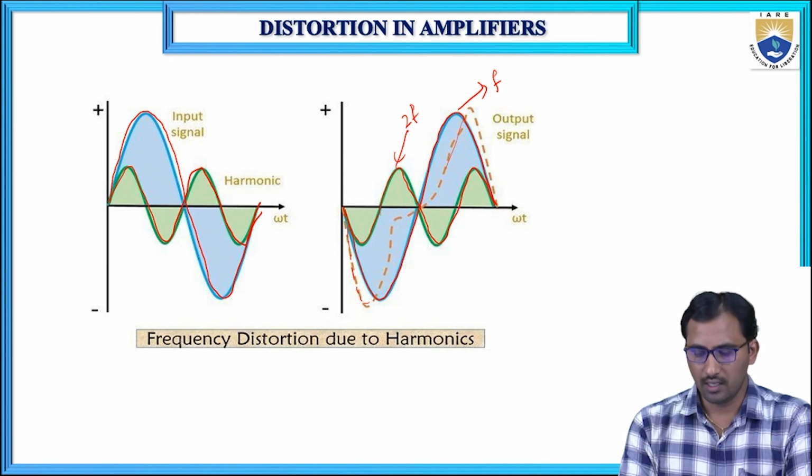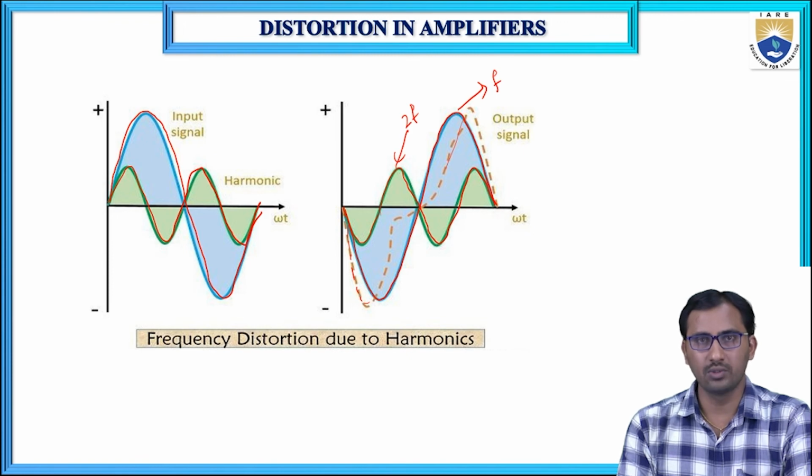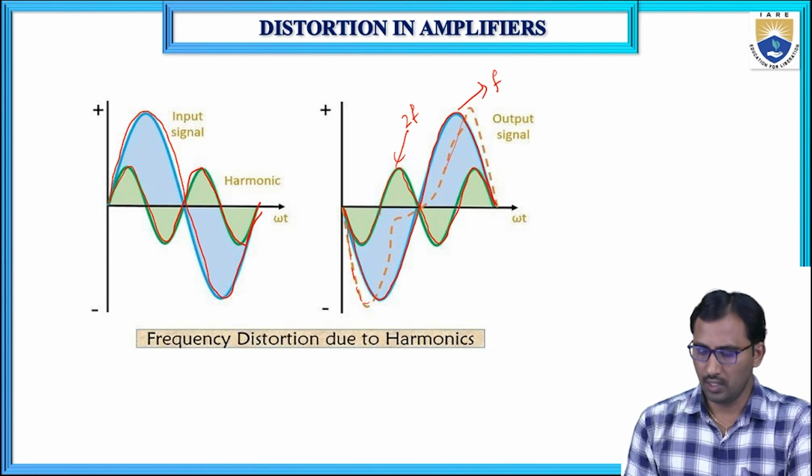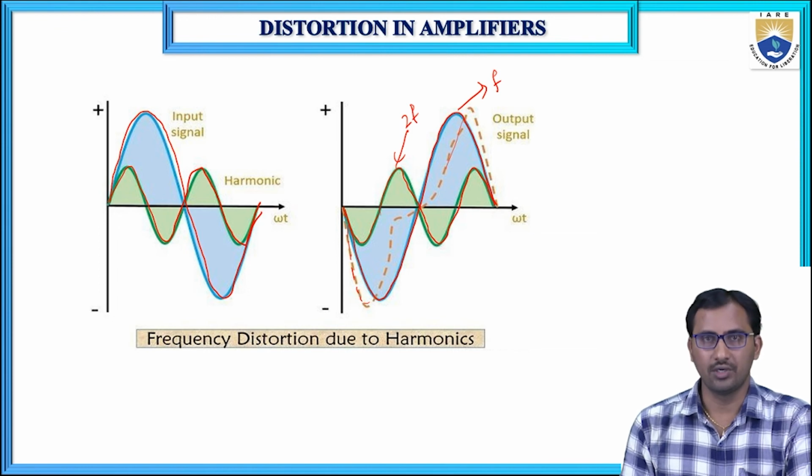And these harmonics we can remove by using some filters. There are different types of filters: active filters, passive filters. By using the active filters, we can eliminate all these harmonics, and finally we can get the original signal. So this is a frequency distortion.